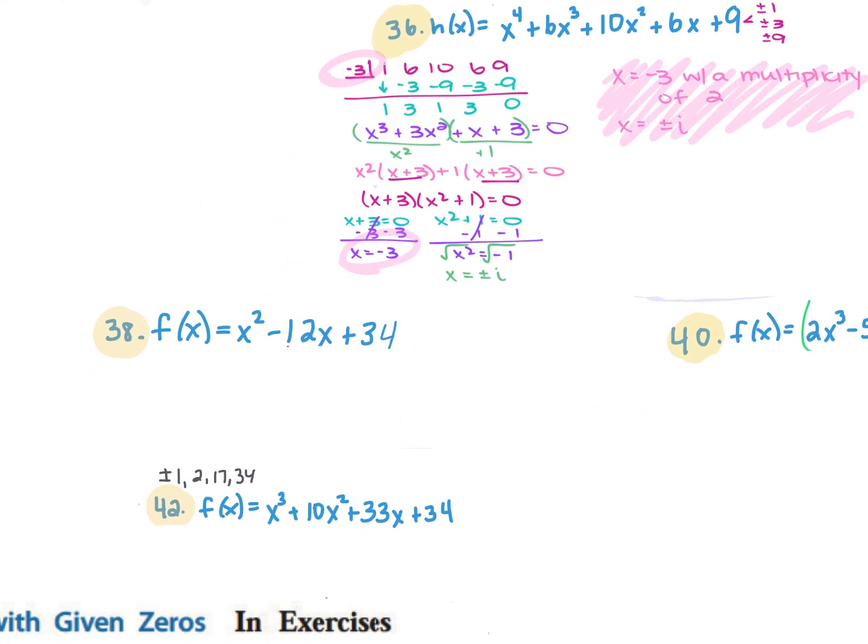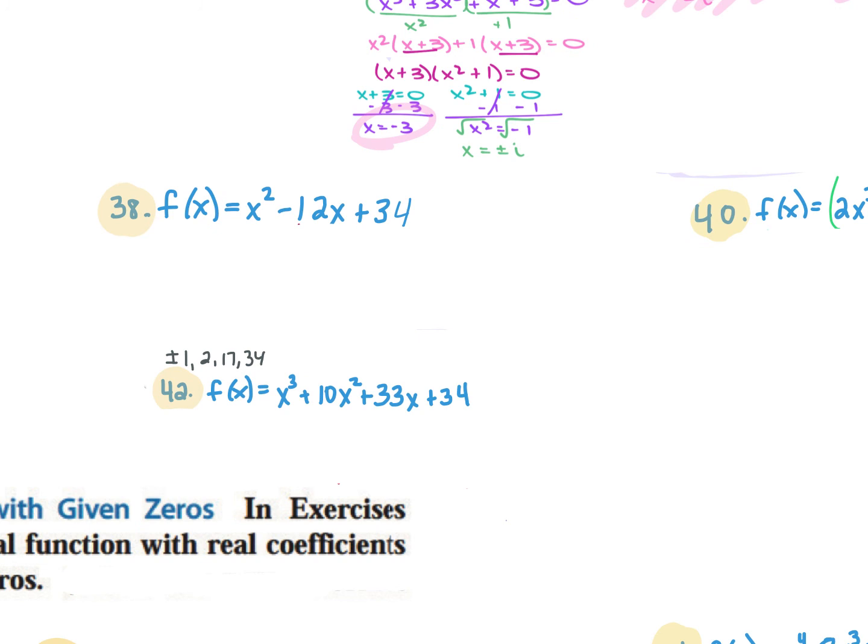For number 38, you have f of x is equal to x squared minus 12x plus 34. You have a trinomial here. You don't have factors of 34 that add up to -12, so we're just going to use your quadratic formula with it. So your a is 1, b is -12, and c is 34. This is going to give us x is equal to the opposite of -12 plus or minus the square root of -12 squared minus 4 times 1 times 34, all over 2 times 1.